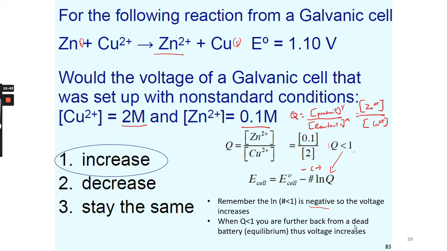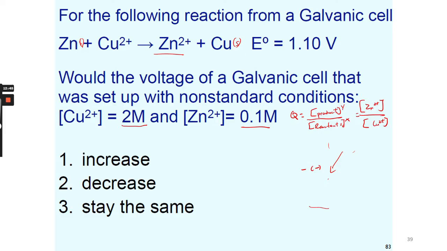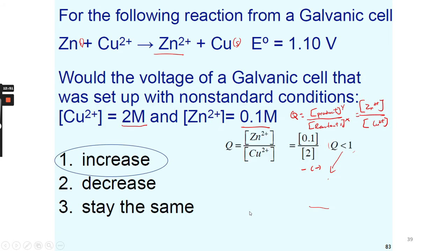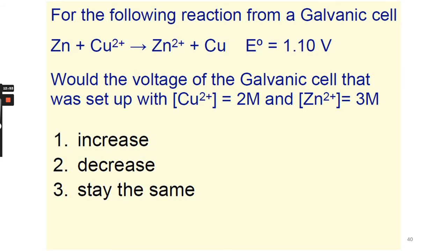If you don't remember the number line, let's go back. Here it is. Q less than 1, you have a larger E. Okay? All right, let's look at the next example. For the following reactions, again, it's the same setup here. Would the voltage of your cell increase, decrease, or stay the same if you're given these concentrations now?